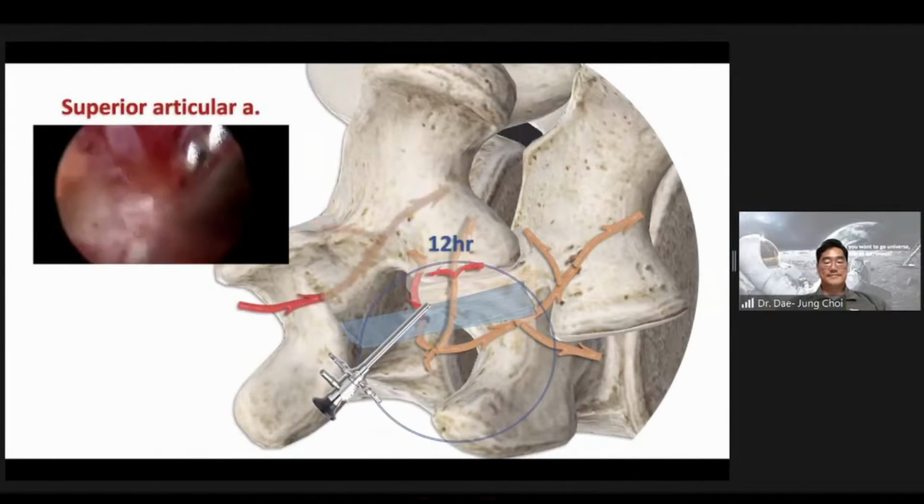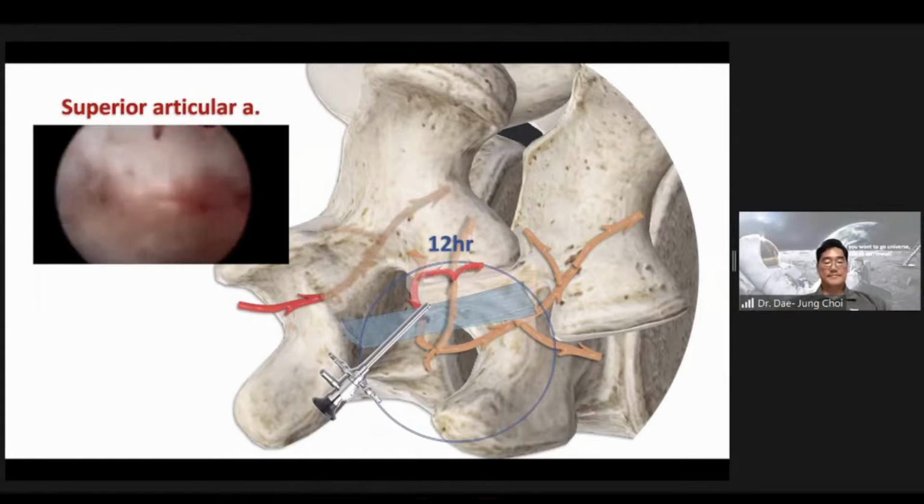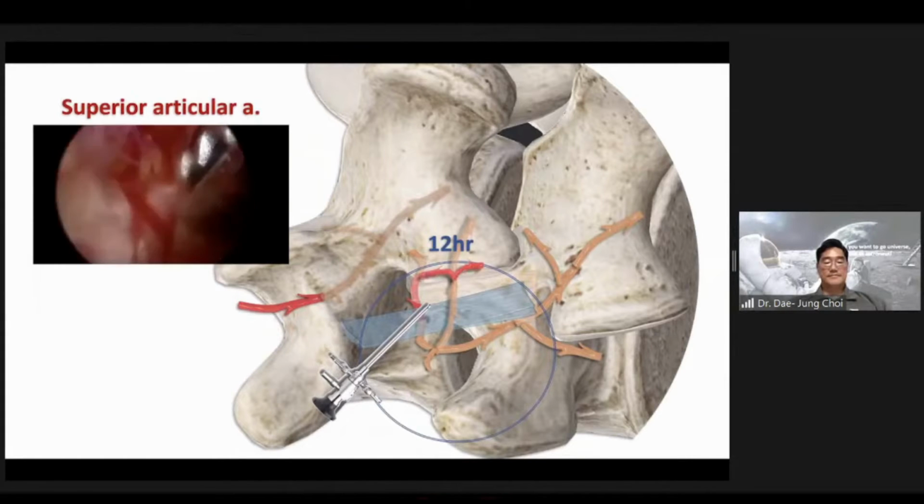The second: when you try to find the facet or SAP tip, this is one of the branches lying on the edge of the facet under the muscle. It is called the branch of the superior articular artery at the 12 o'clock direction. It looks like a heavy rain.